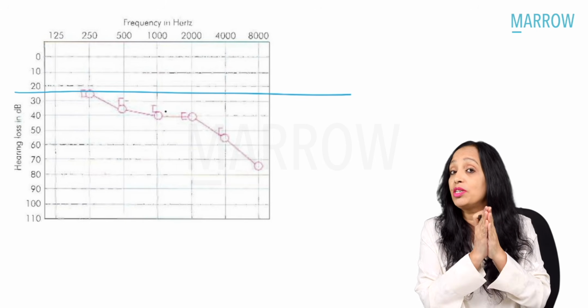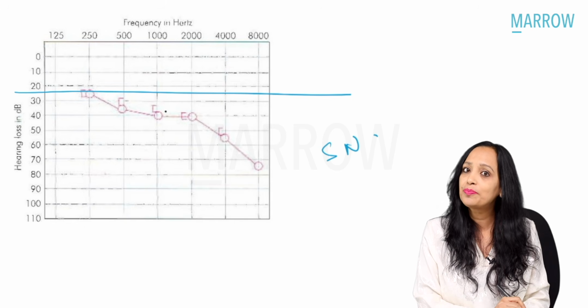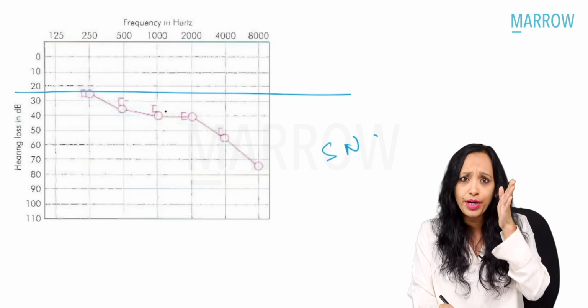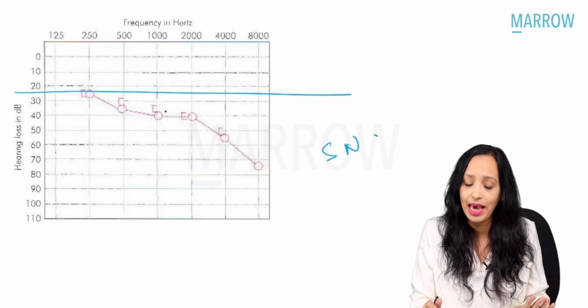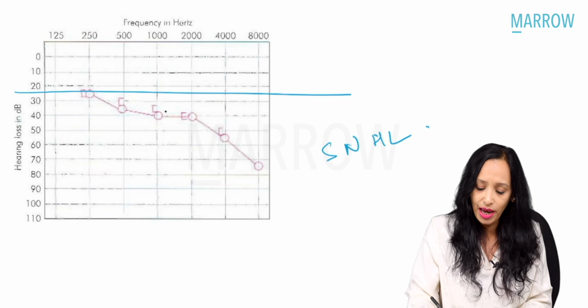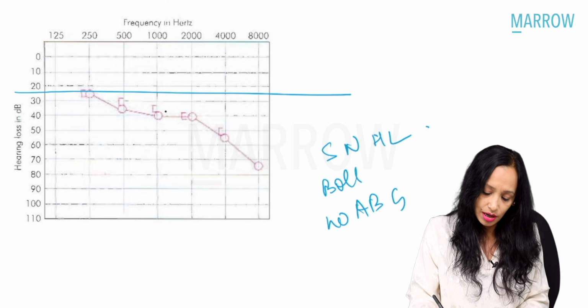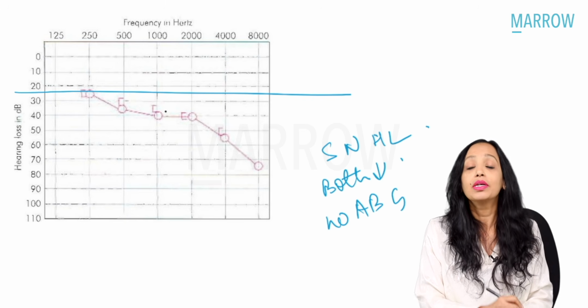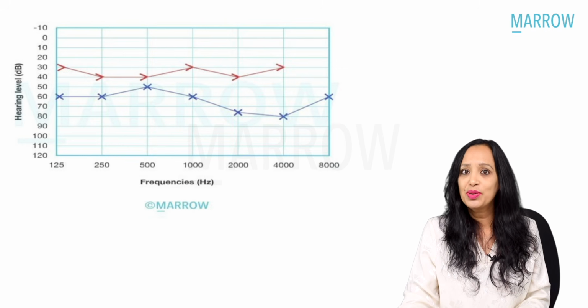They are equally defective means what is affected? The common pathway. What is the common pathway? The sensorineural pathway. So which means that the moment you see an audiogram in which both are defective and there is no AB gap, it means that it is sensorineural hearing loss. No AB gap, okay, no AB gap and both are defective. Equally defective.